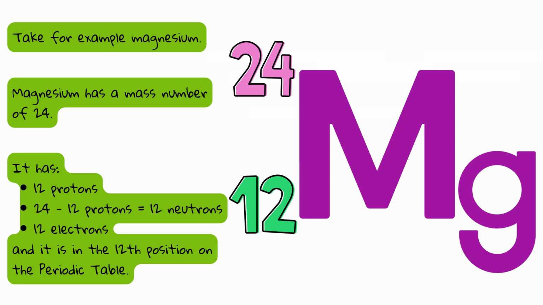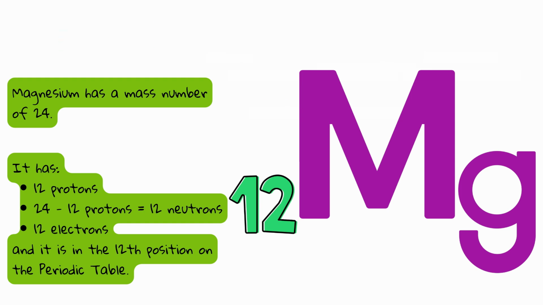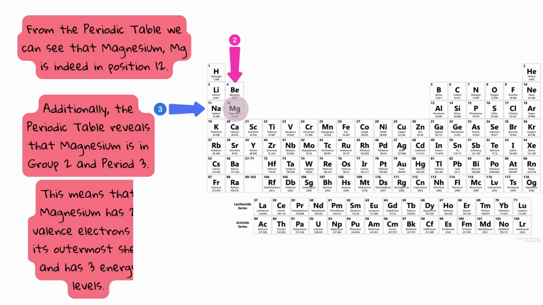Take, for example, magnesium. Magnesium has a mass number of 24. It has 12 protons and 12 neutrons. It also has 12 electrons, and it is in the 12th position on the periodic table. From the periodic table, we can see that magnesium is indeed in position 12.